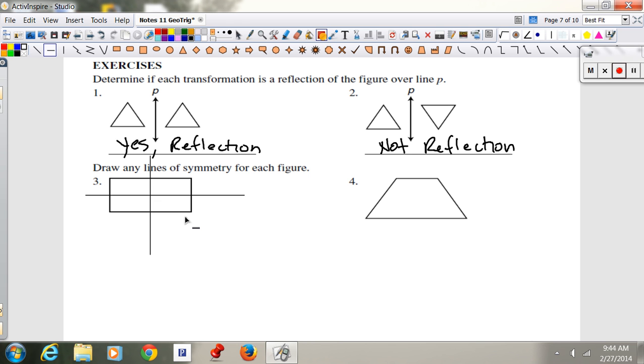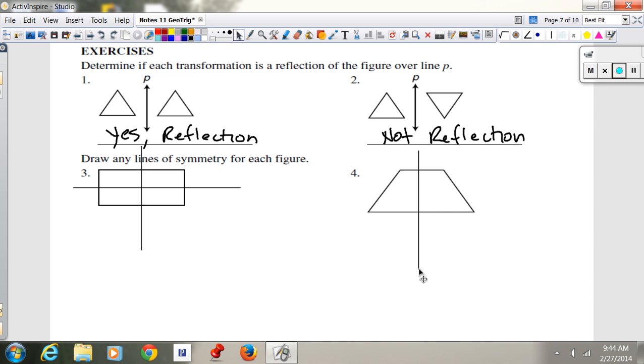Only 2. What about 4? 4 only has 1. That's correct. Where would it be? Horizontal or vertical? Yeah, it'd be a vertical one. It'd be straight down the center. Can't seem to draw a vertical line at the center very well. But yeah, it would be in the center. That would be your line of symmetry right there.